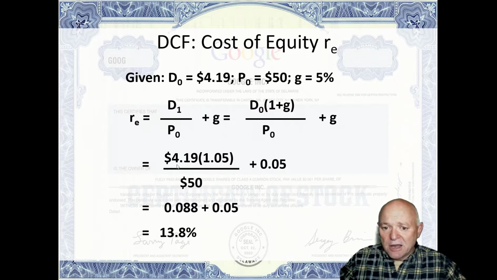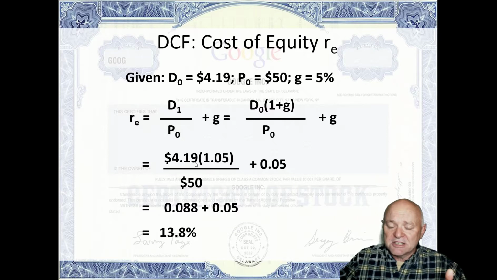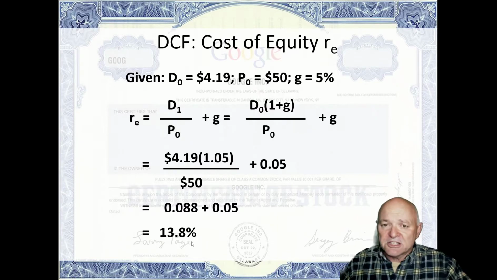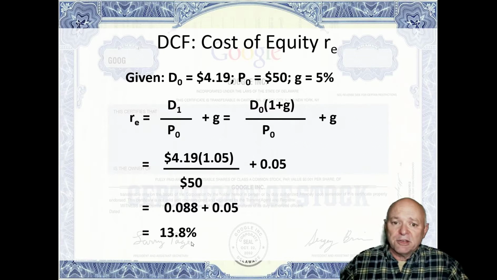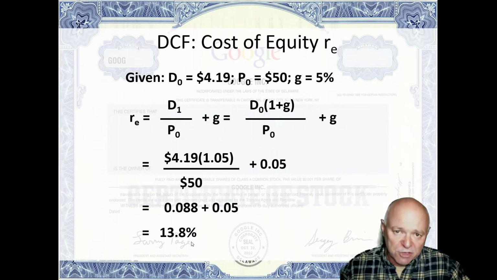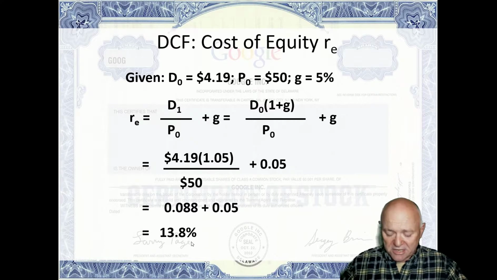So our calculation now, $4.19 times 1.05 divided by 50 gives us a yield of 8.8%. The growth rate was 5%. We add the yield and the growth, and that tells us that from these two sources of value, the required or the expected rate of return to equity in this case is 13.8%.